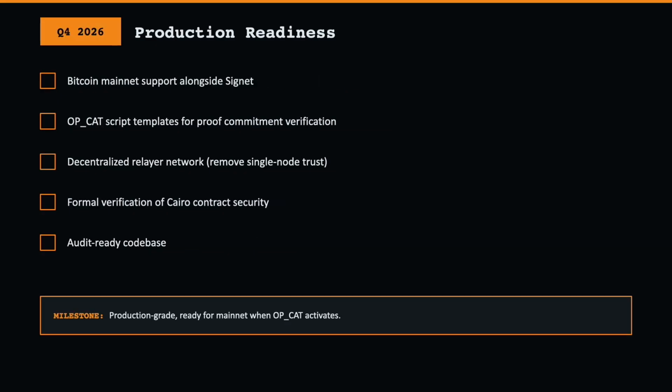The roadmap for Q4 2026 is production readiness. Bitcoin mainnet support, OP-CAT script template, a decentralized relay network, formal verification of Cairo contracts, and an audit-ready code base. The milestone achieved will be production-grade, ready for mainnet the moment OP-CAT activates.